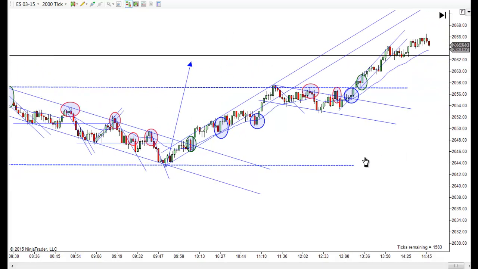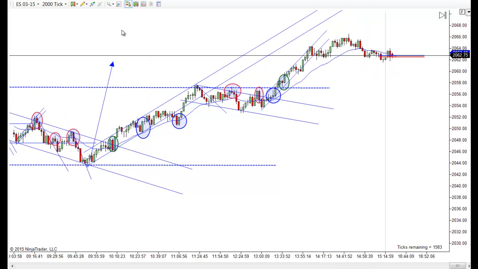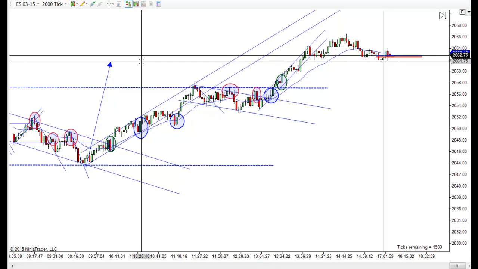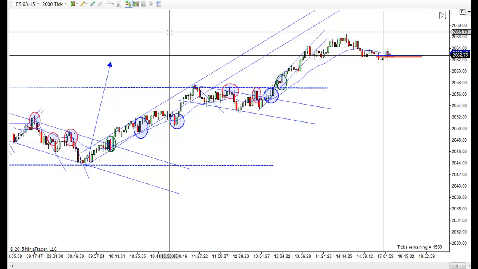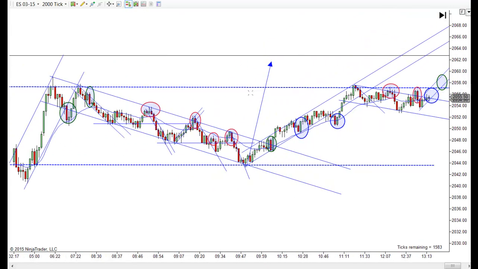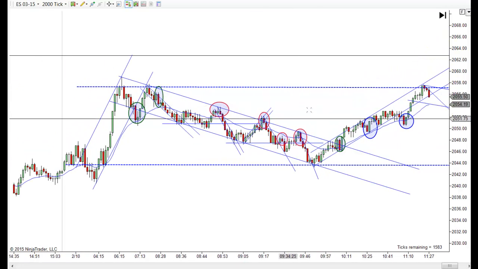And you can see we actually went slightly higher than that. That target was 2061, basically 2062, and we went about 4.5 points higher than that. So, when you go further, that's even better. But that's how I would have been looking for my target.